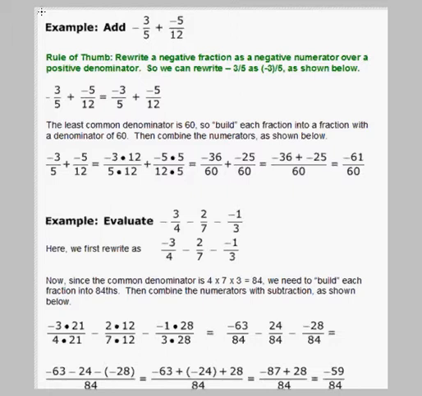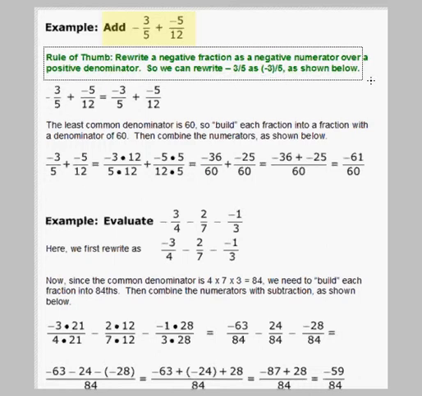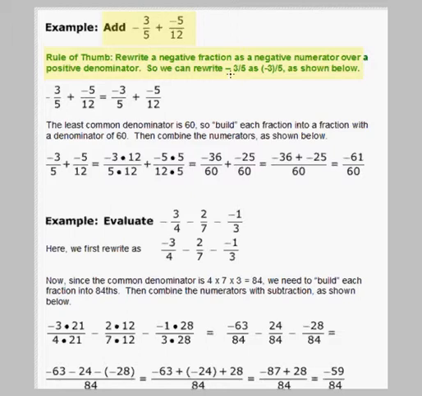Now let's do a few examples where we add negative fractions. Let's start with the example: add negative 3/5 plus negative 5 over 12. A good rule of thumb here is when you have a negative fraction, rewrite it as a negative numerator over a positive denominator. In this case, we can write negative 3/5 as negative 3 over positive 5. So our new problem is negative 3 over 5 plus negative 5 over 12.